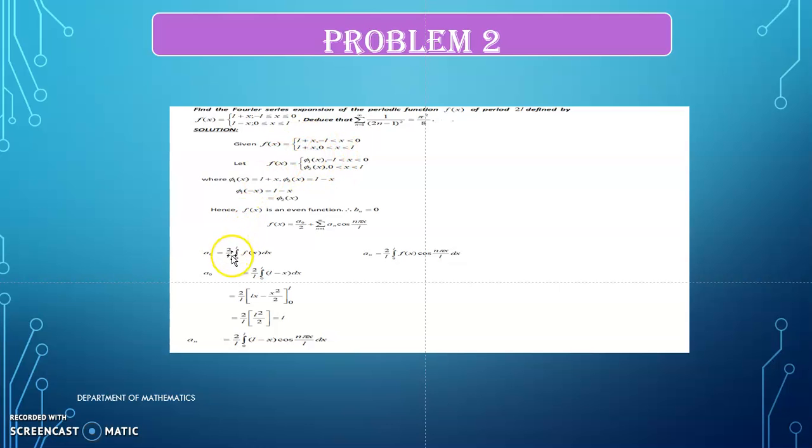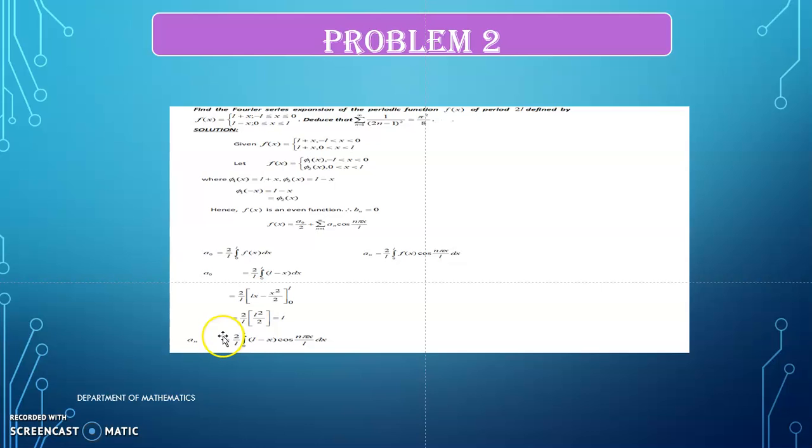So here we are going to find the a naught value and the an value. a naught is equal to 2 by L integral 0 to L f of x dx. f of x you have to consider here as L minus x, because it comes under the interval 0 to L. Under this interval the function is L minus x, so I have to substitute that function alone. No need to substitute L plus x. So 2 by L integral 0 to L, L minus x into dx. After integration, I apply the limits, and you will get the value a naught is equal to L.